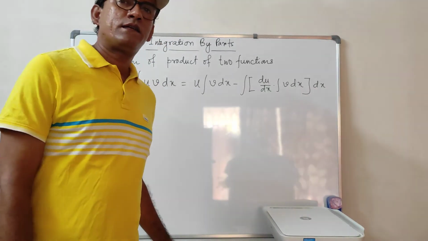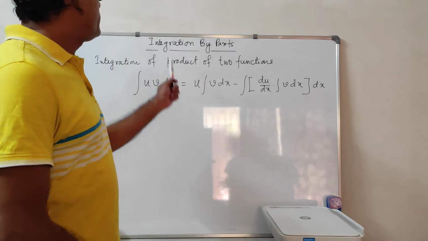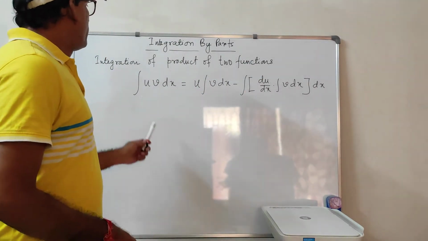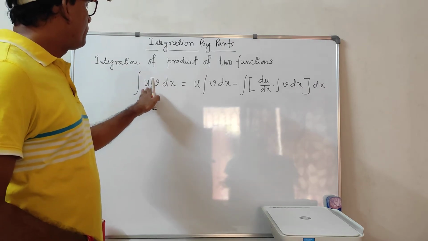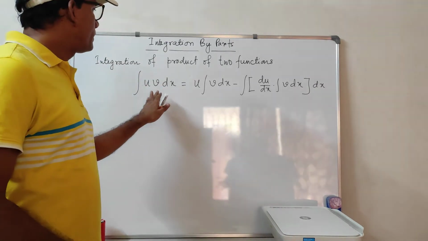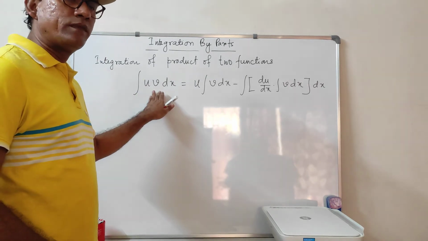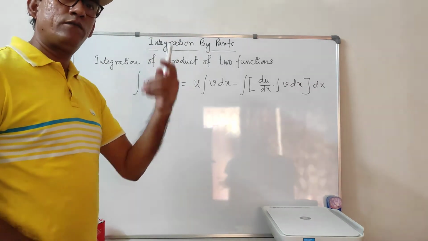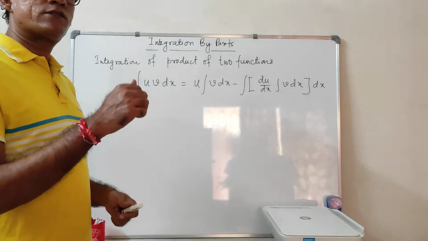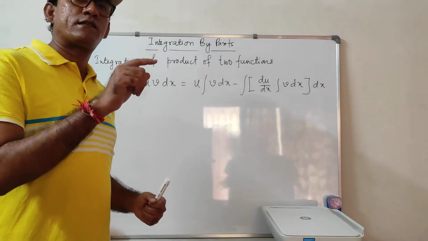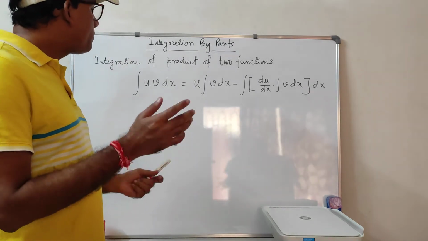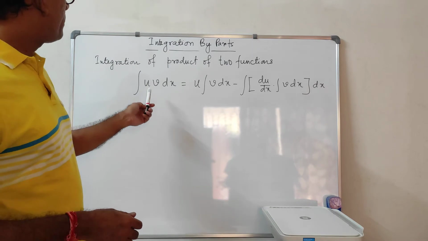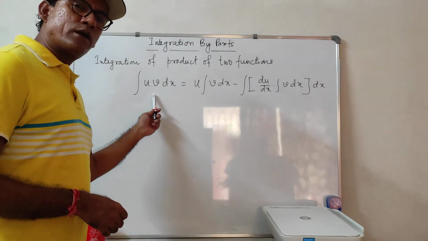Today in our lecture we will discuss integration by parts. What is it? First, see. Here we integrate the product of two functions. As we differentiated the product of two functions, the UV rule was there: d/dx of uv equals u dv/dx plus v du/dx. In the same way, here the rule is all about integrating the product of two functions.